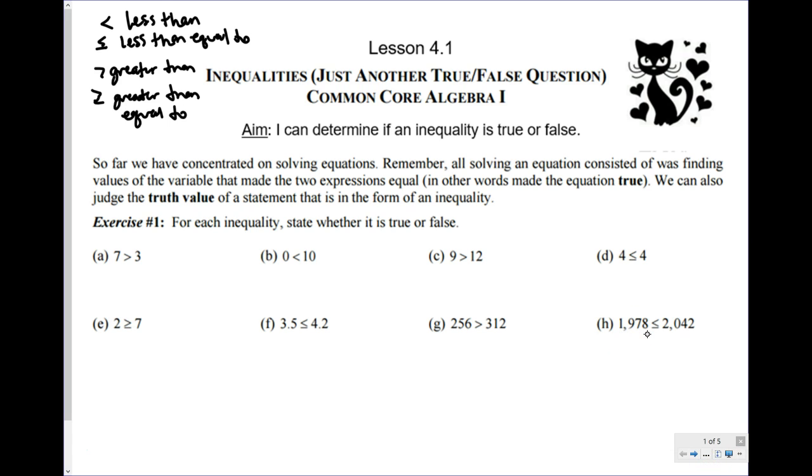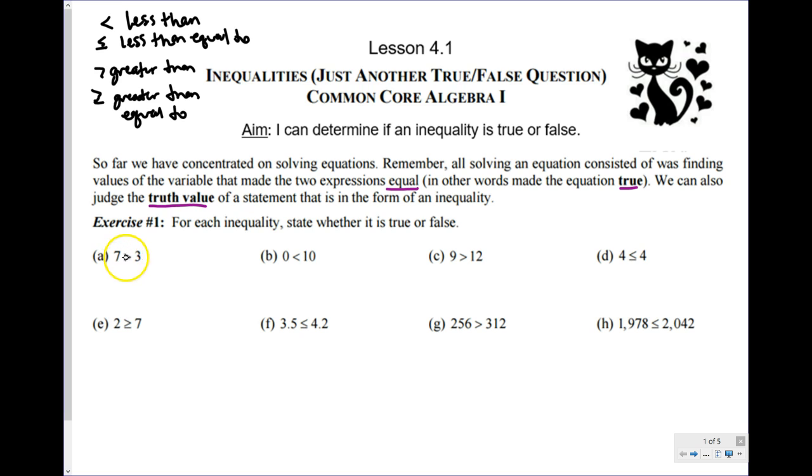So far, we've concentrated on solving equations. Remember, all solving an equation consisted of was finding values of the variable that made the two expressions equal. In other words, made the equation true. We can also judge the truth value of a statement that is in the form of an inequality. So a math statement could be an equation, an expression, something that relates two values together. Okay? So exercise 1, for each inequality, state whether it's true or false.